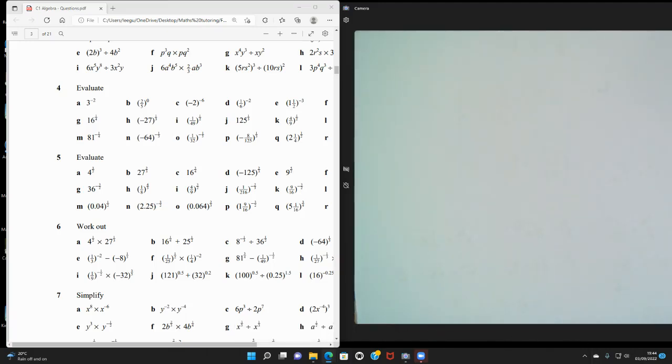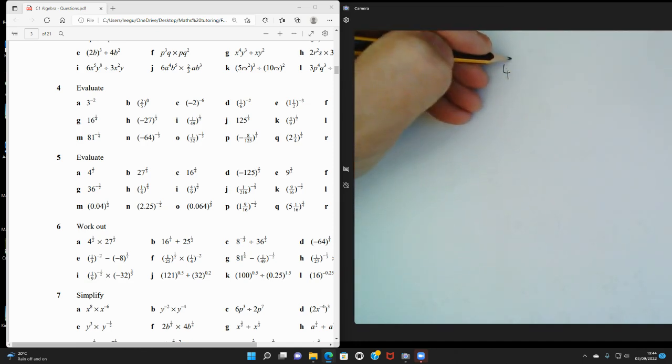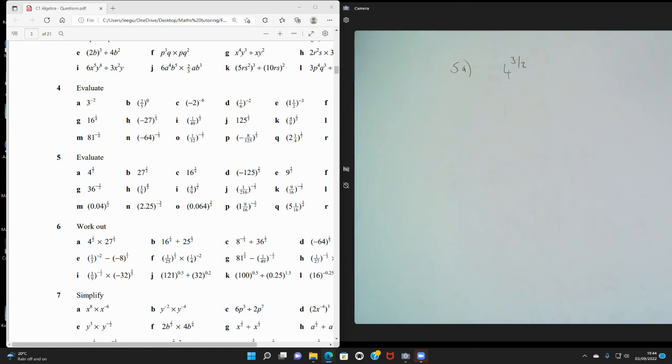Hello everyone. Now in this video I'm going to look at some more complex work on indices. So let's have a look then at question 5a and think about how we would approach something like that. So in question 5a we have got 4 to the power of 3 over 2.